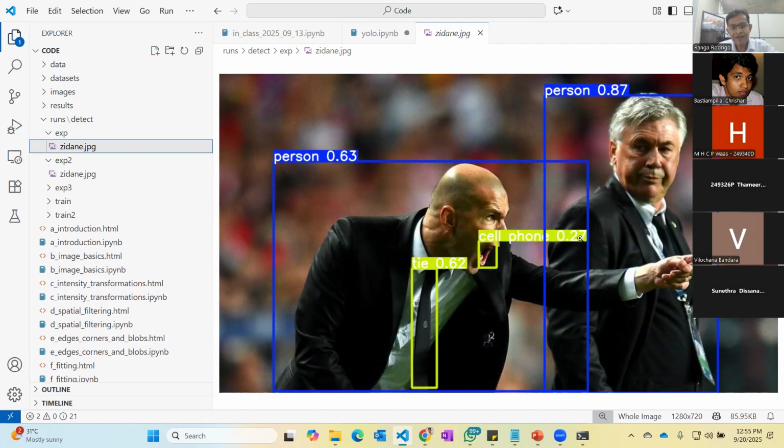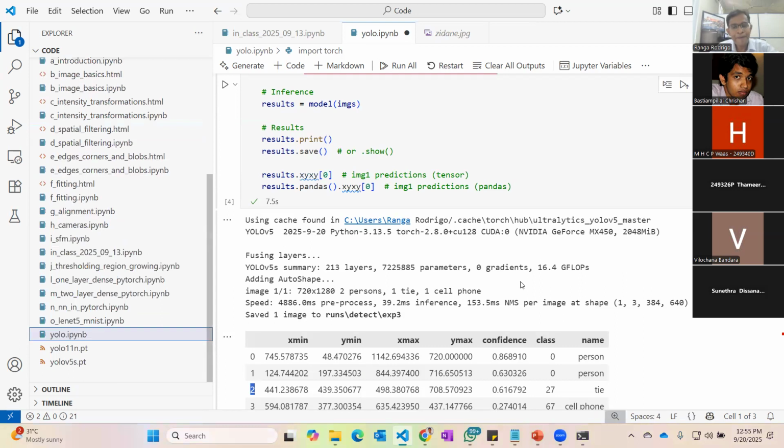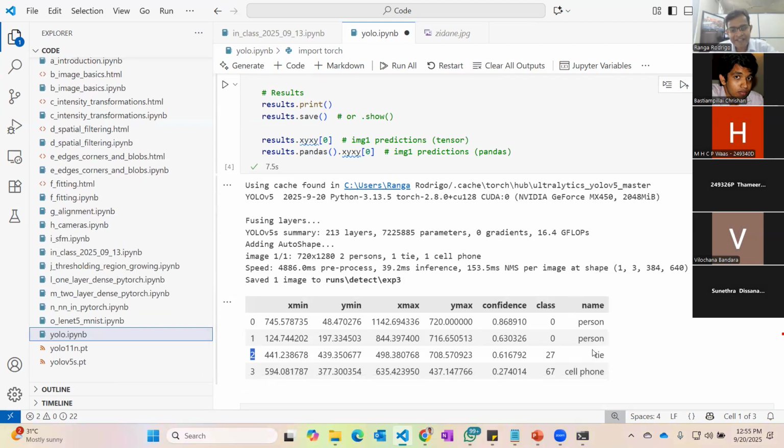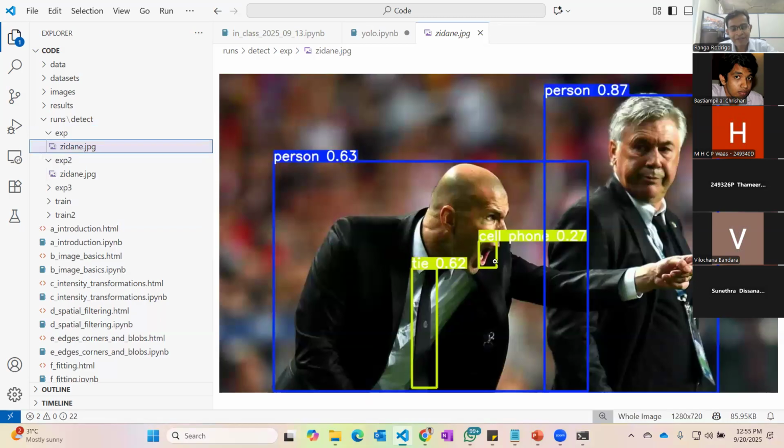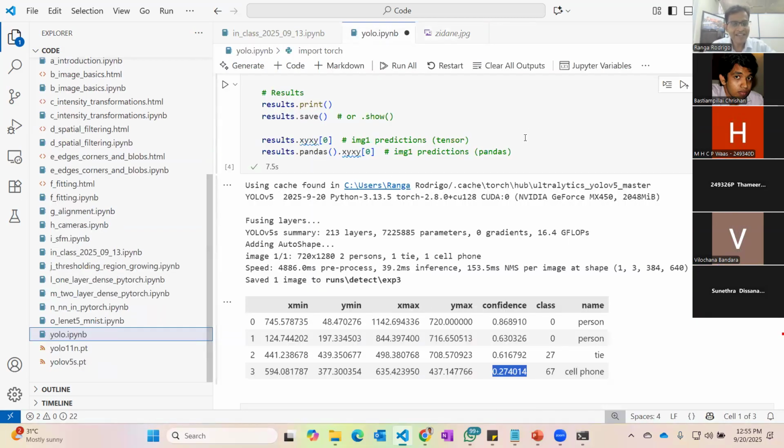You can see it just detected these two persons and the tie. And it looks like it detected a cell phone too. Yeah, this is wrong, right? The cell phone confidence is 0.27, so you can see it's very low confidence. It is 0.27 for the mouth, which it's calling a cell phone. So it's very easy to get this running.